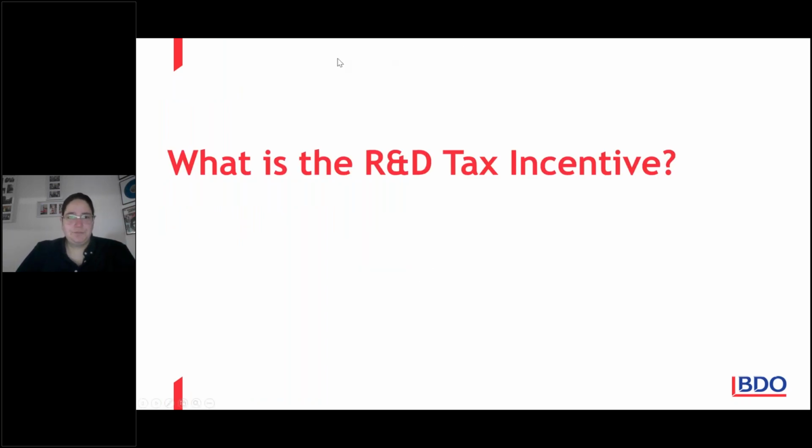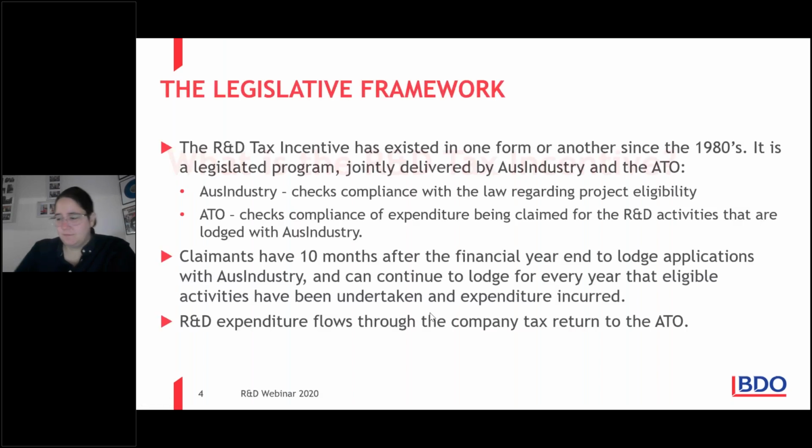So in terms of what is the tax incentive, we'll just go through this fairly quickly. I'm sure most of you know. The tax incentive's been around for a long time. It's had a few different forms over the years, and it's jointly delivered by AusIndustry and the ATO. So you have AusIndustry that reviews your project descriptions and looks at, do these activities you're listing match what the legislation says about what is R&D? And then you've got the ATO that looks at the expenditure side of it.